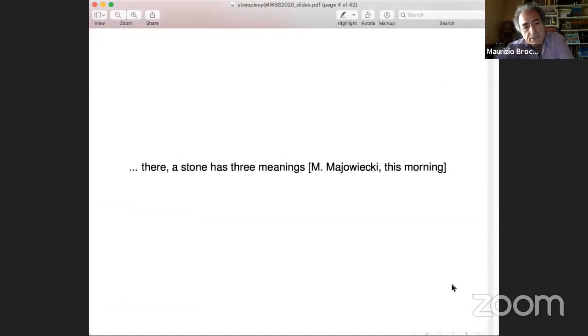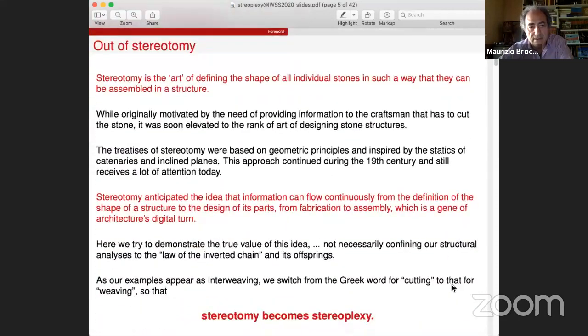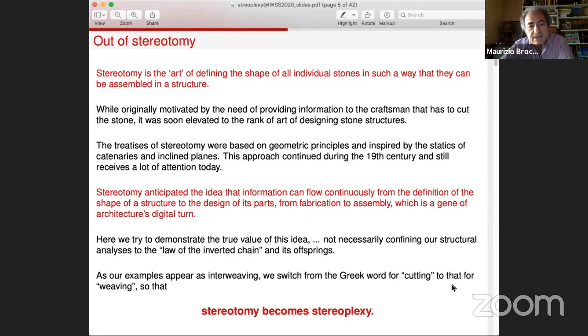Now, first of all, as a foreword, I will start with a word of Professor Majewski this morning. There, a stone has three meanings. He was mentioning something that I try to summarize also in a few slides. The design of the stone is at the same time the design of the wall, so it contains the overall geometry. It is the design of the statics of the system, and it is also an artistic matter in the sense that all those shapes contribute to the beauty of the building, not only to its statics. So, in a sense, this is at the same time the heritage and the burden of what we name stereotomy.